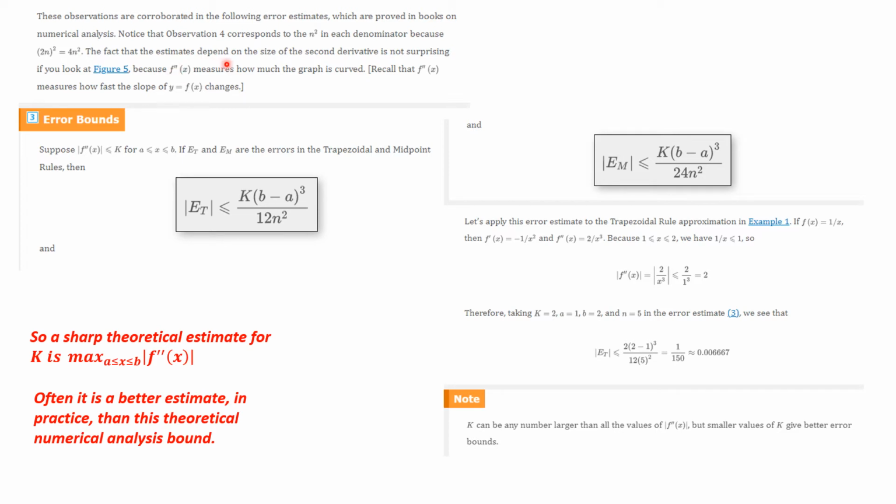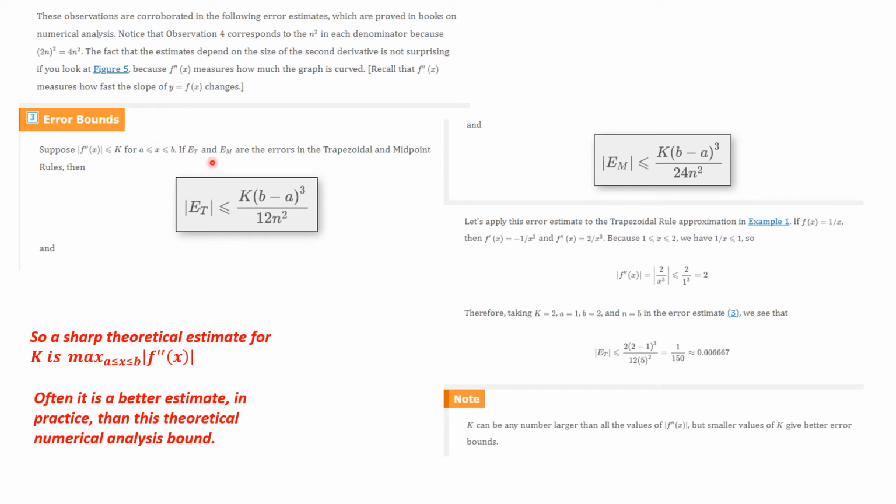And the fact that the estimates depend on the size of the second derivative is also not surprising if you look at the shape of the curve, because f double prime from your Calculus 1 measures how much the curve is curved. And so f double prime comes here. So here are error bounds for the midpoint rule and the trapezoidal rule. Suppose that the absolute value of the second derivative of f(x) is less than or equal to K for x between a and b, including the endpoints.